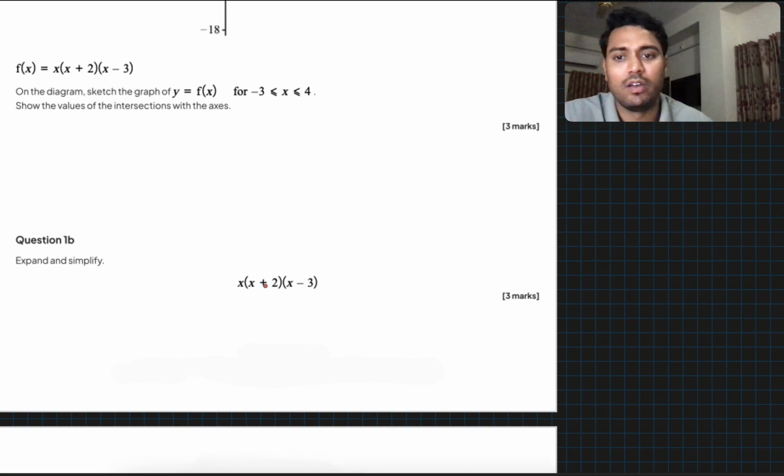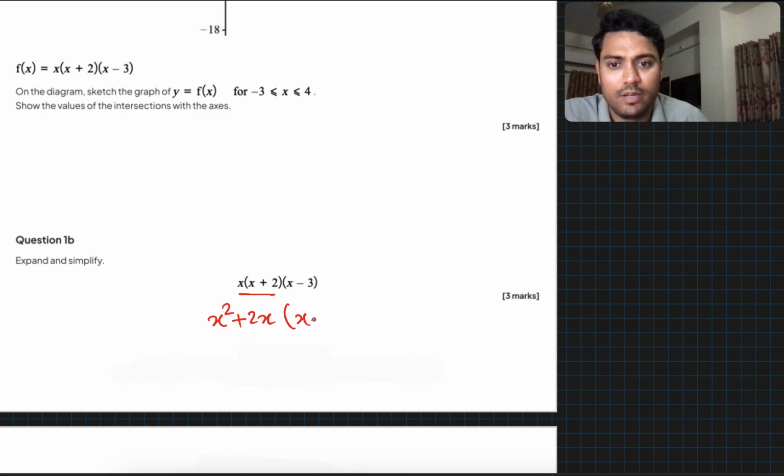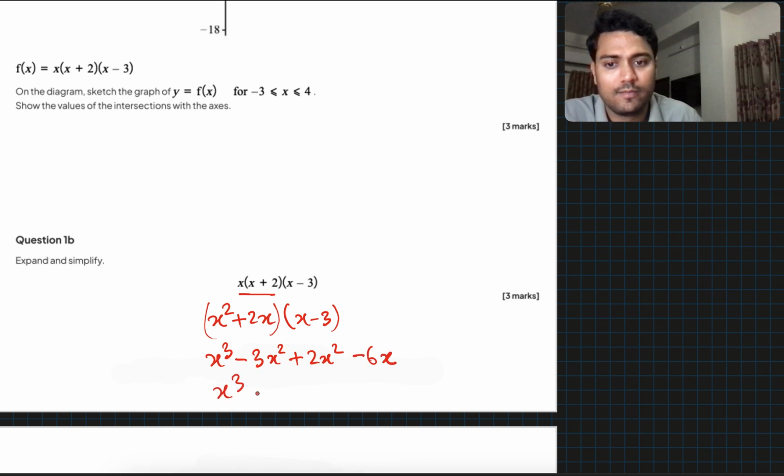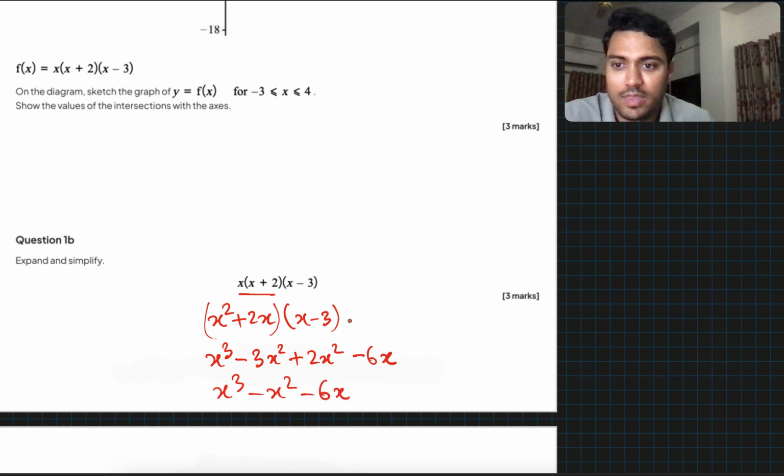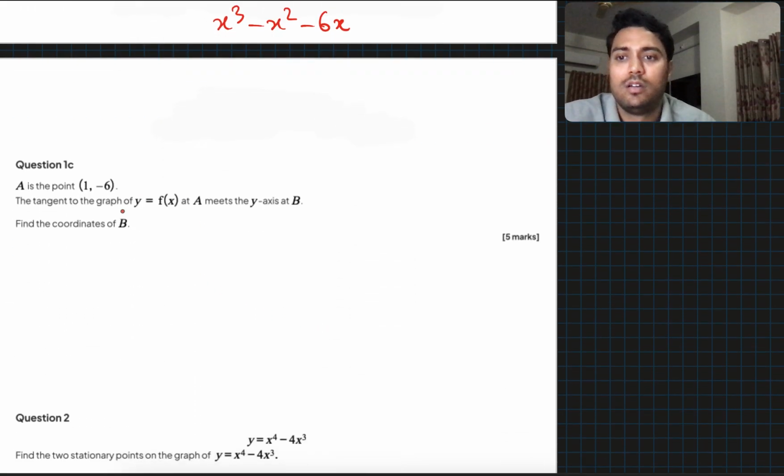It says expand and simplify. So we have to expand and simplify this. So let's multiply the first 2. So x into x, x square, x into 2, 2x, and this multiplied by x minus 3. So x square into x, x cube, x square into minus 3, minus 3x square, 2x into x, positive 2x square, 2x into minus 3, minus 6x. So this will give you x cube minus x square minus 6x. So this is the answer. That's part B. We have part C as well.